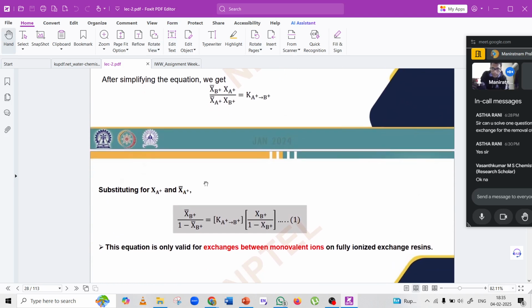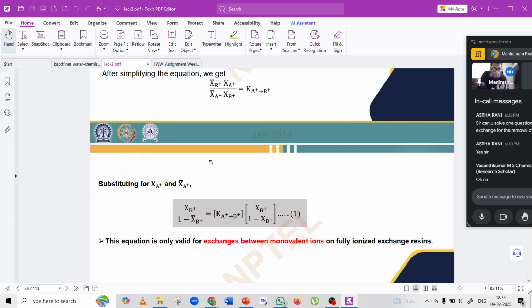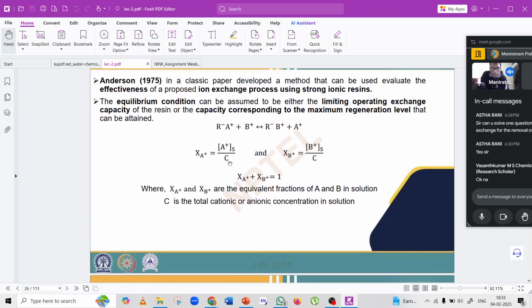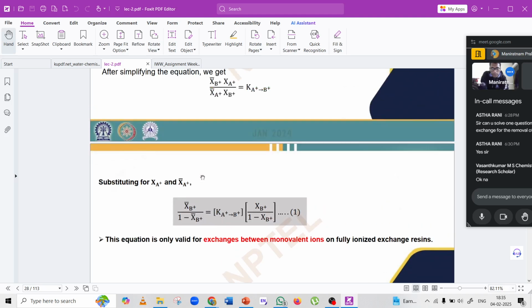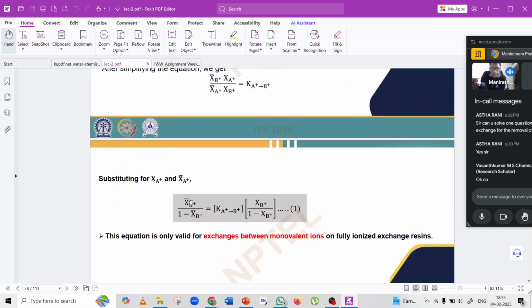And generally our aim is to find the fraction of contaminant that has to be removed. Suppose our contaminant was b, then we have to find the fraction that will be removed, and you can put the value here again. You will find that the fraction of b that will be in the resin will be given by x bar b equals 1 minus x b bar, then k into x b, the fraction in water. Sorry, not concentration but fraction in simple terms.